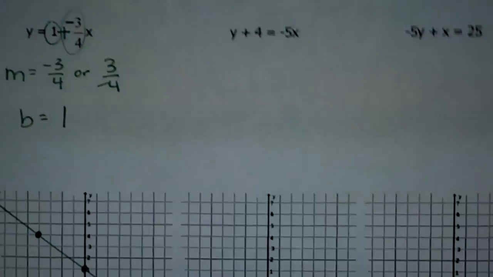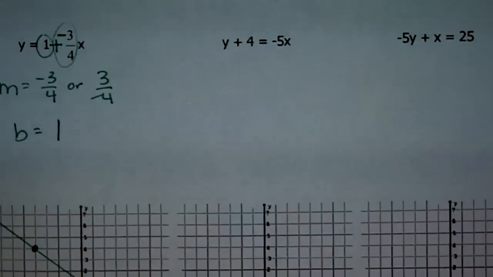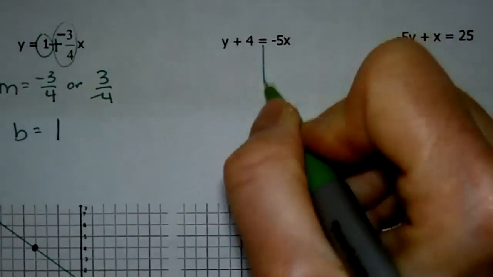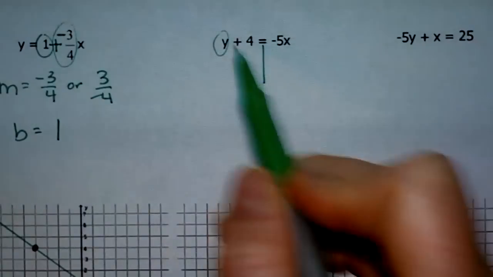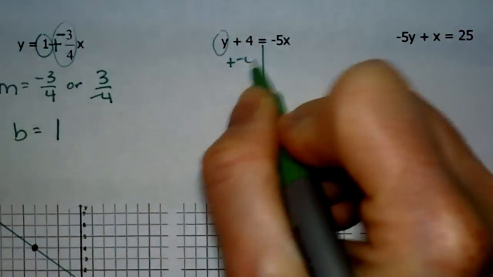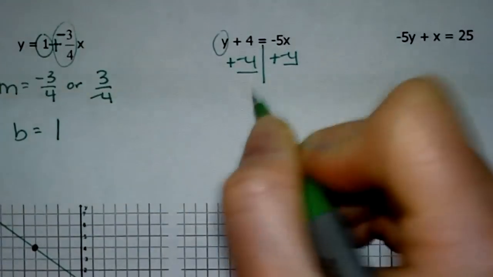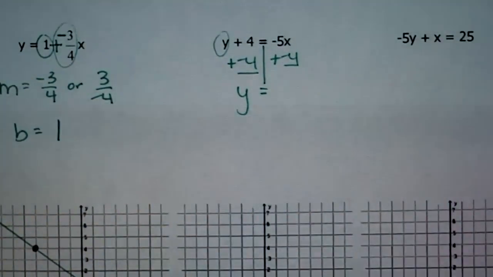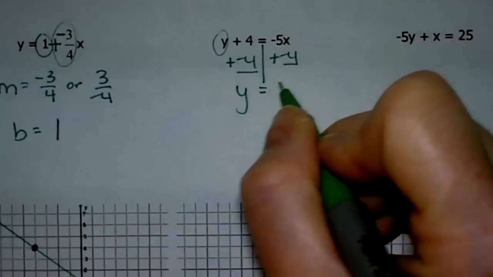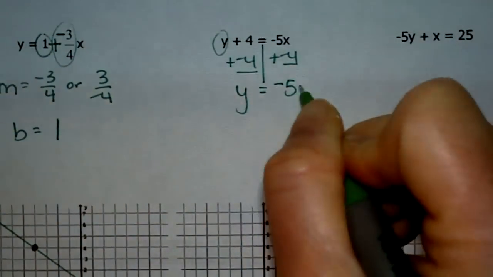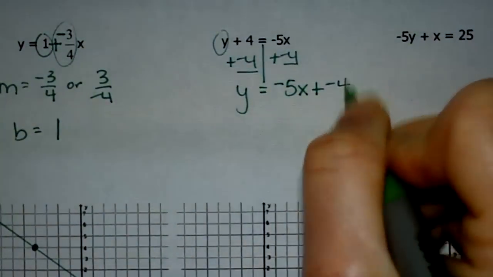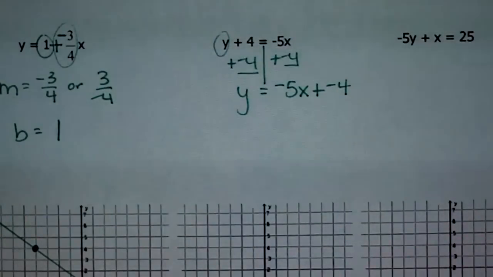Oh, y is not by itself. Don't tell me the slope is negative 5 and the b is a positive 4. It's not. Get the y alone. Here's the y. I need to get rid of this 4 that's being added. I'm going to add a negative 4 to each side. Y is equal to, don't write negative 9x. Please don't. The negative 4 doesn't have an x, so I'm going to write negative 5x plus negative 4. That is how we do it.